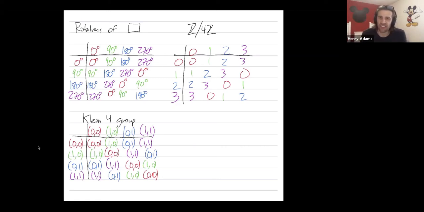Welcome, folks. I want to give an intuitive introduction to isomorphisms before we get into the precise definition.